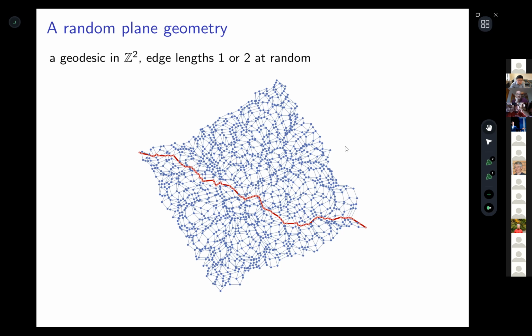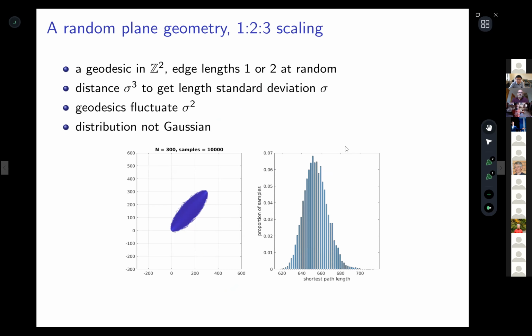Something like, what is the standard deviation of the length of a path if you go from, say, (0,0) to (n,n)? One thing that you find when you do simulations, which is somewhat surprising, is that in order to get standard deviation sigma, you have to go to a point which is roughly sigma cubed. So pretty far away.